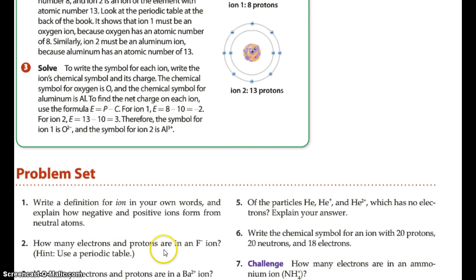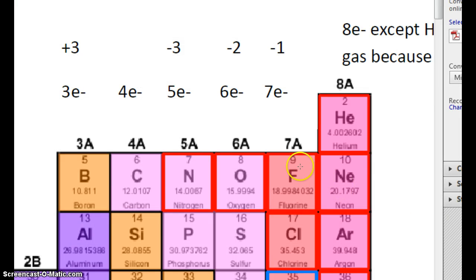How many electrons and protons are in an F plus ion? Hint, use the periodic table. So go ahead and hit pause, get your answer. So let's look at fluorine. The atomic number is 9. The mass number is about 19. So how many protons do I have? 9, which means I'm starting out with 9 protons and 9 electrons.